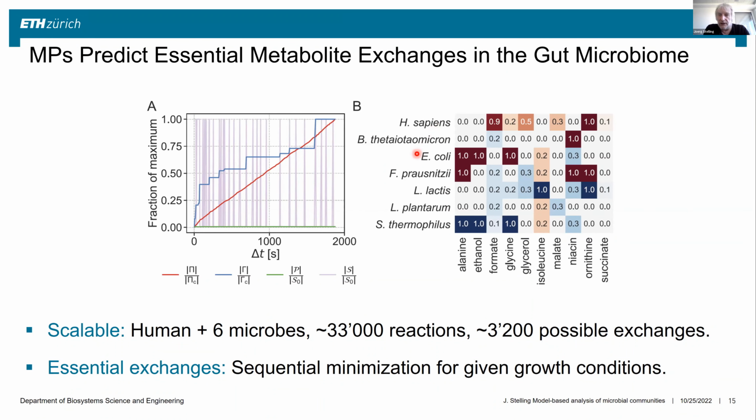For instance, what you see here is that the human mostly consumes. Certain bacteria, such as Lactococcus lactis, produce with very high probability, meaning with all MPs, isoleucine and ornithine. And you see the interactions within the community. We try to validate this against experimental data, and so far this tends to look good. We have some new predictions that we're actually testing in collaborations.